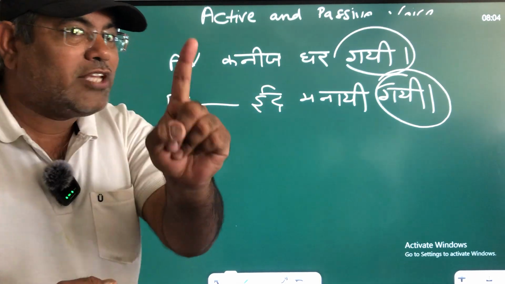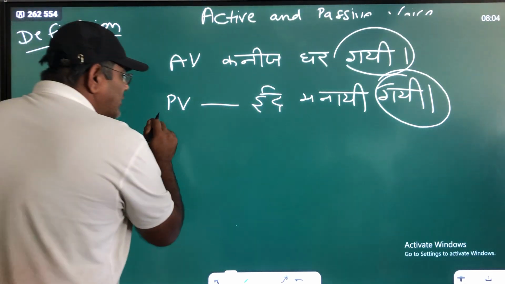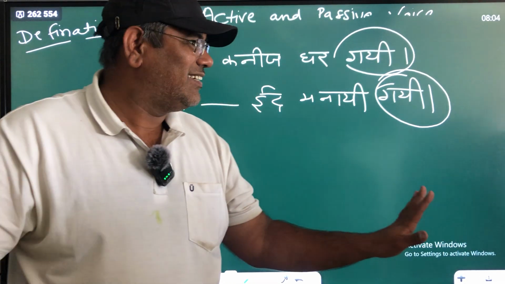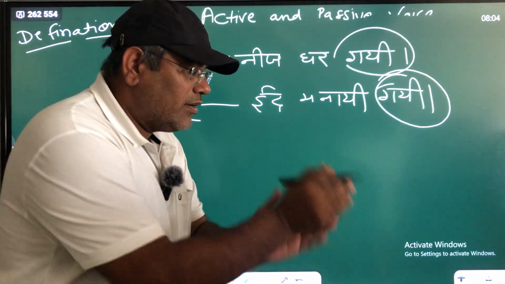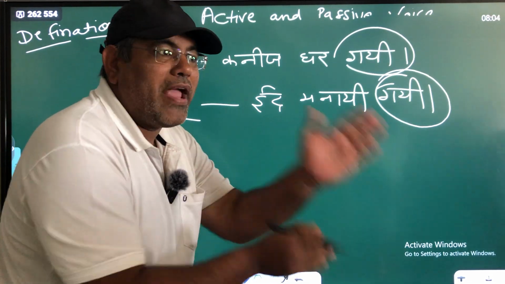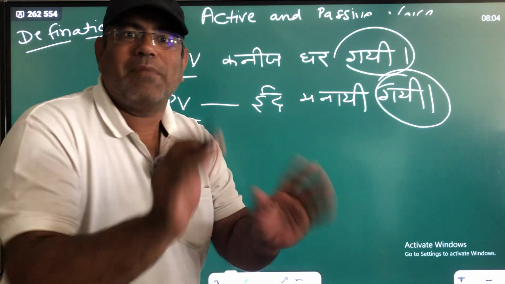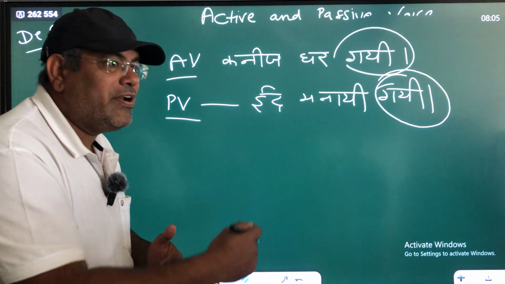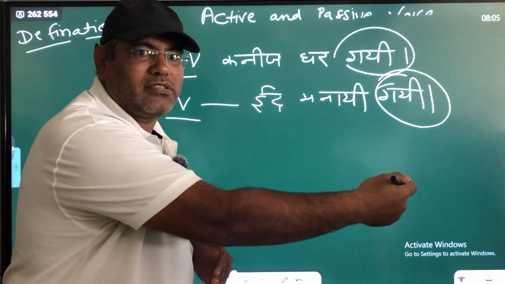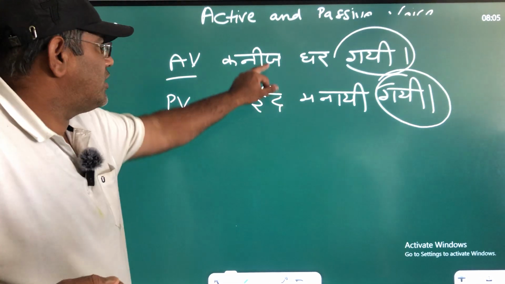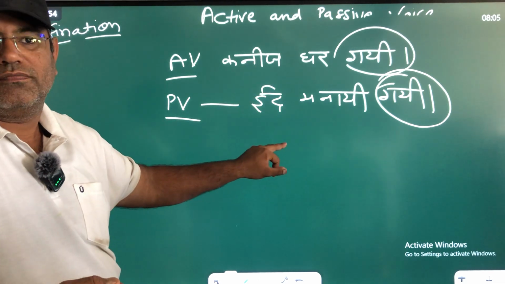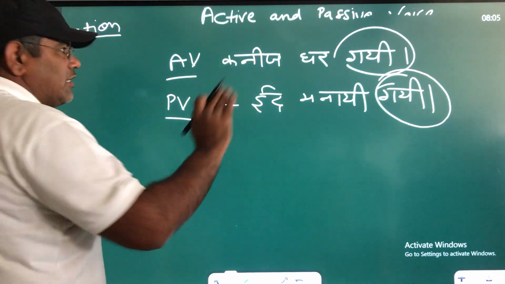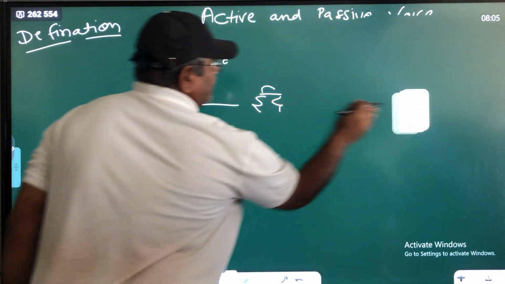Like this. I did not ask anything, but despite that you answered me, sir, this is the PV, this is the AV. Why? Because here gayi is meaningless. Eid manai gayi, no movements, no activities, no motions. It means passive voice. But here Kanish ghar gayi, it means activity done from one place to another place. Is that clear? Yes. So we can say this is the active voice, this is the passive voice. Am I clear? Yes, sir. Are you sure? Yes, sir. Another example. Last example for you, okay?